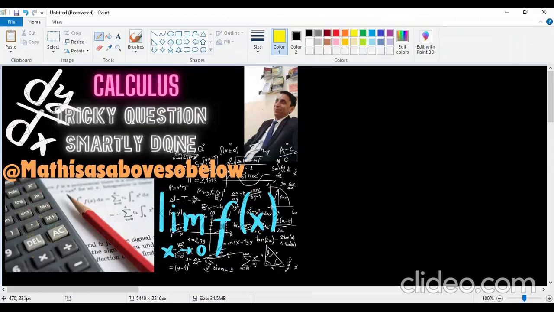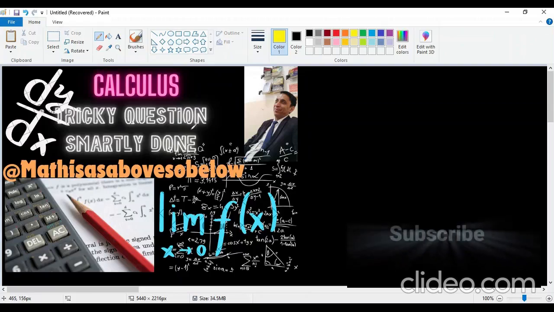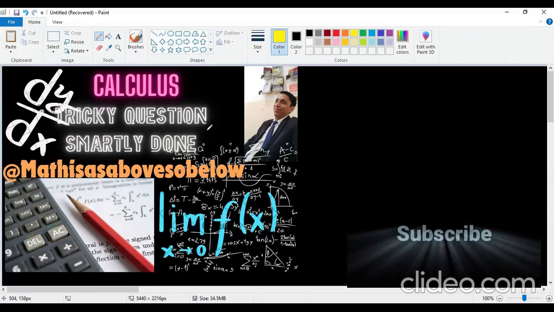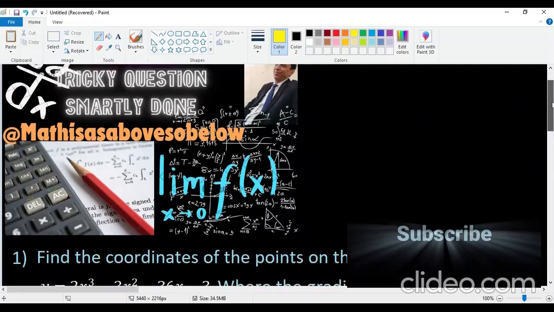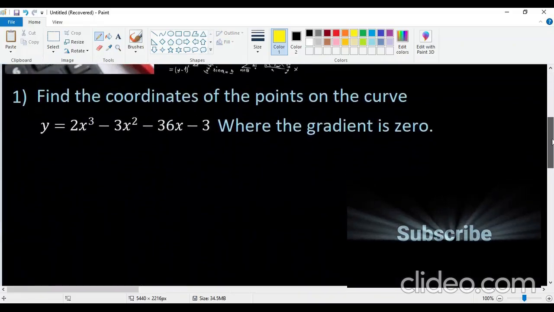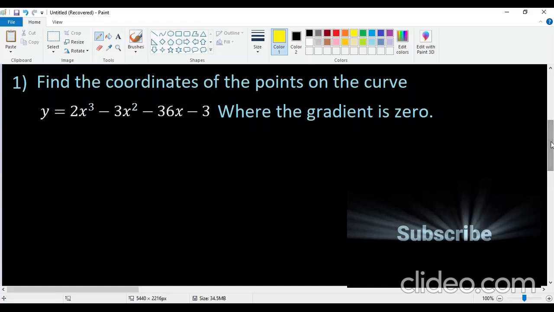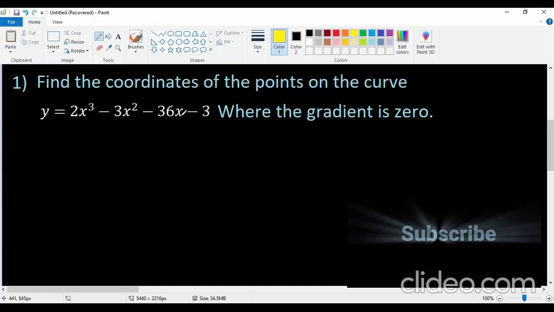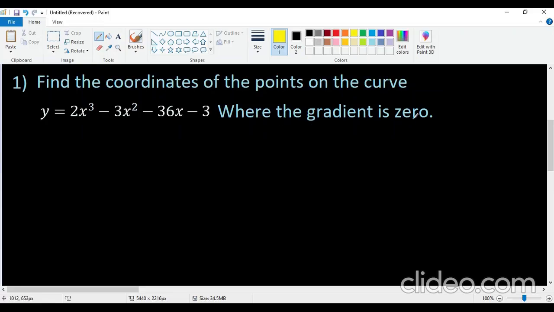Hello everyone, I'm here with a tricky calculus question and how do we solve it? These are the questions I have selected for you all. First of all, the question is: find the coordinates of the point on the curve where the gradient is 0.